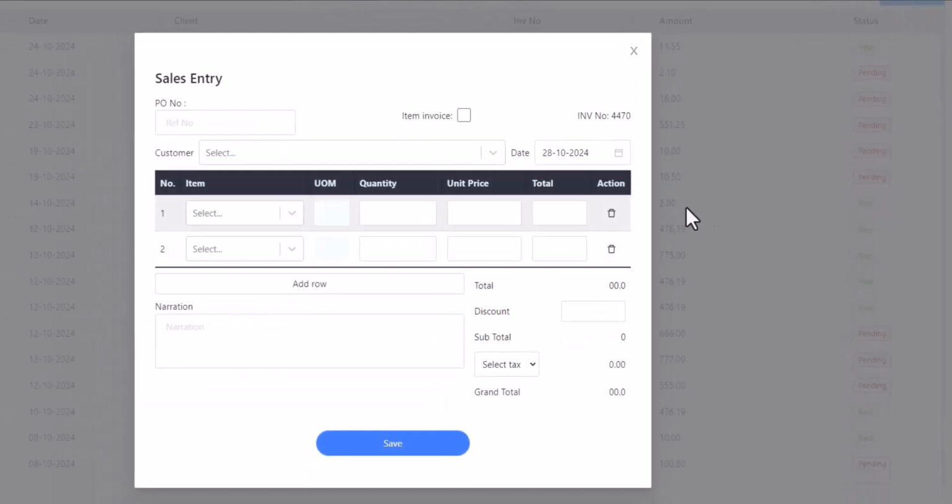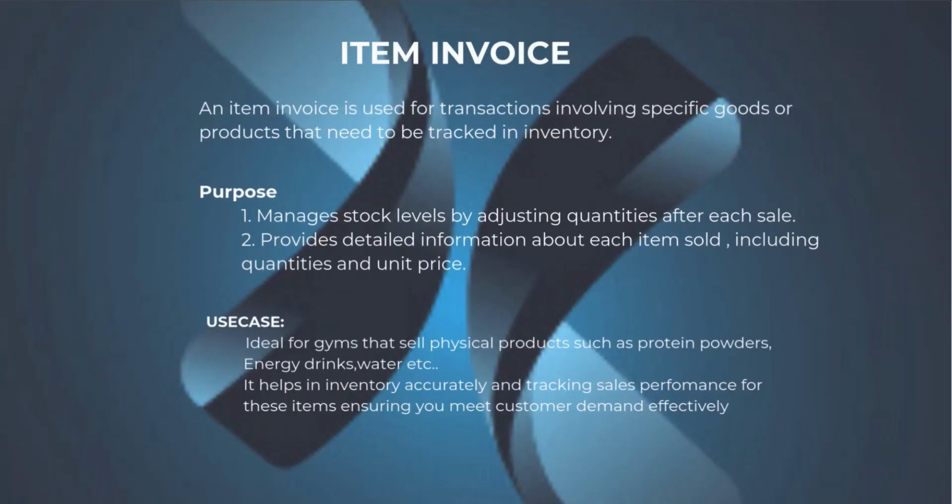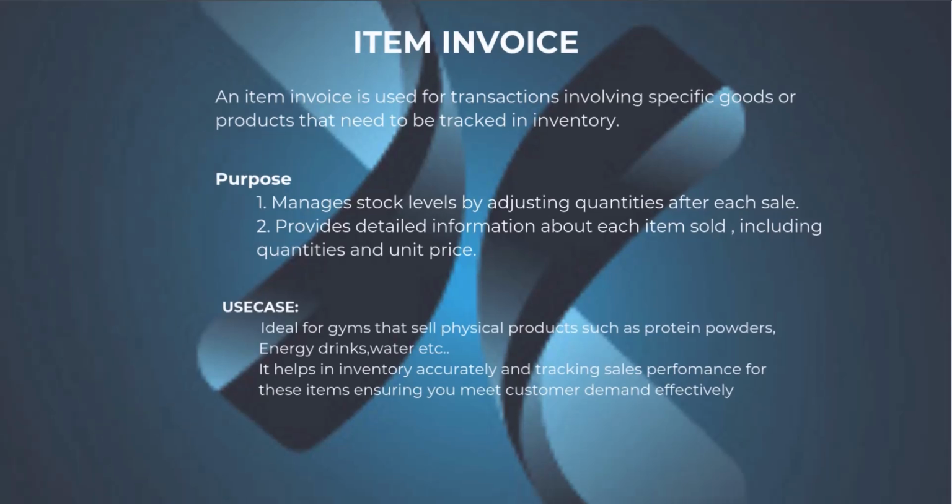Here, you can create either an item invoice or a non-item invoice. Let's start with the item invoice. An item invoice is used for transactions involving specific goods or products that need to be tracked in inventory. And the purposes are: it manages stock levels by adjusting quantities after each sale, and provides detailed information about each item sold, including descriptions, quantities, and unit prices. Item invoices provide detailed data that can be analyzed for inventory turnover, sales trends, and product performance.